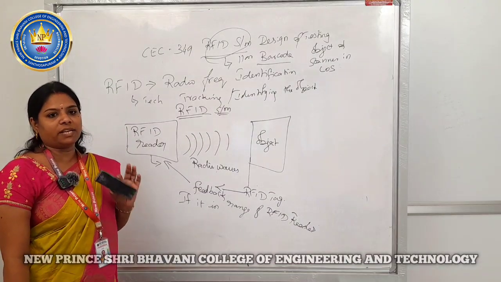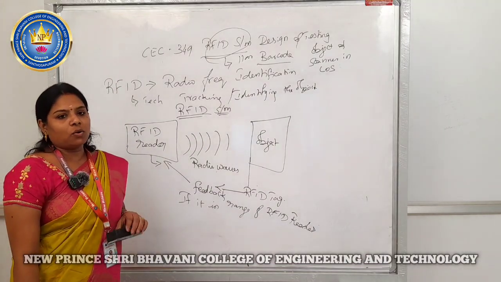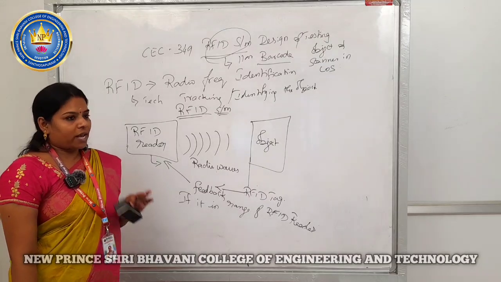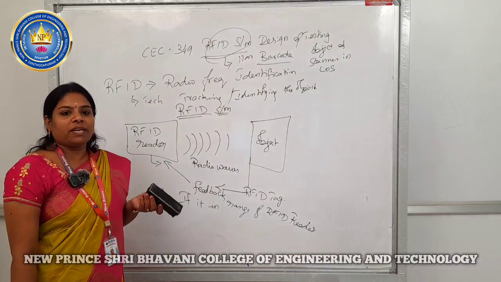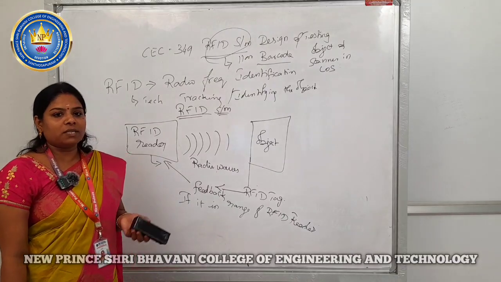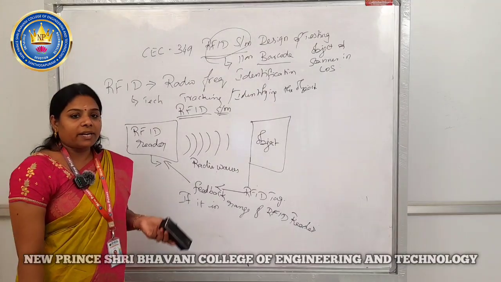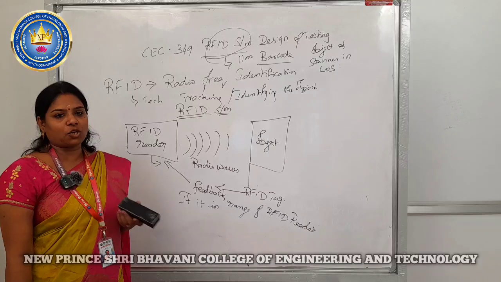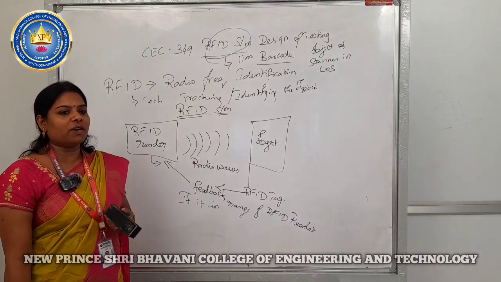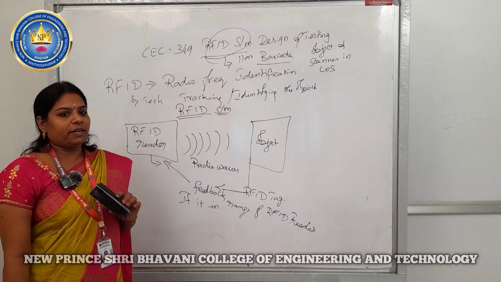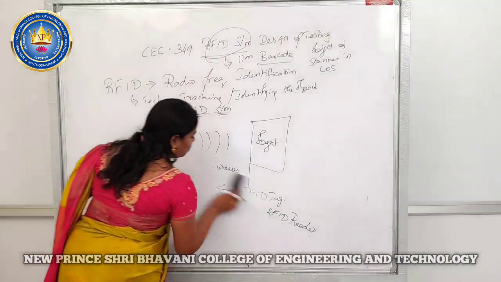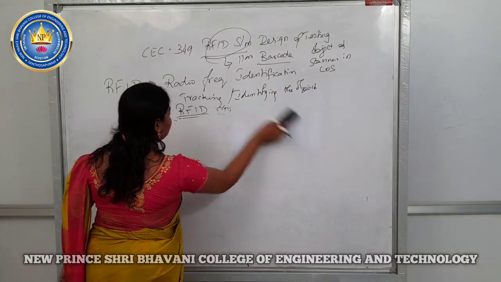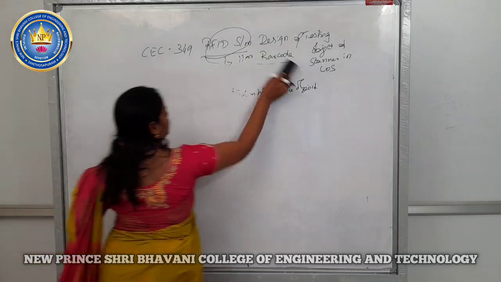It is used for tracking or identifying objects. For example, the object may be books in a library, or we can track animals or birds in the forest, or we can identify the items present in a shopping mall. Likewise, the applications are of a wide range. Now we are going to see what components are present in the RFID system.